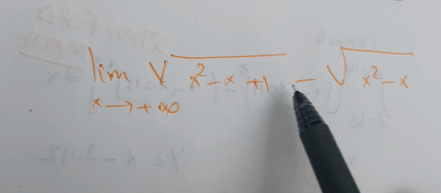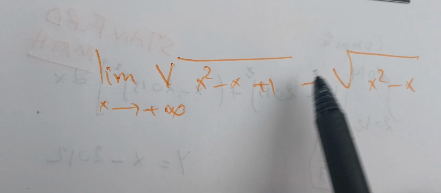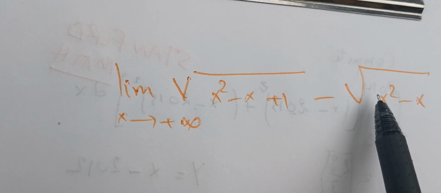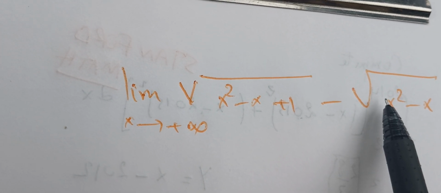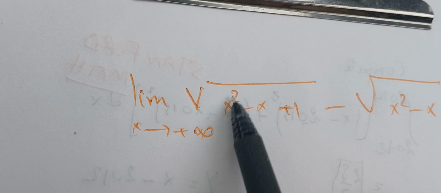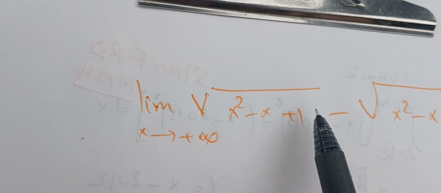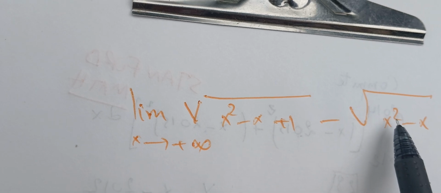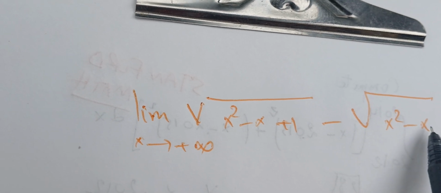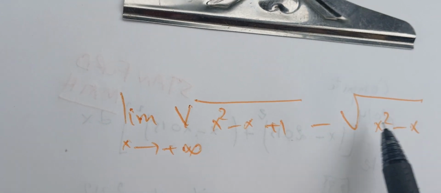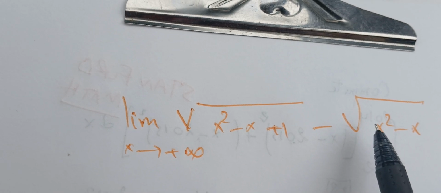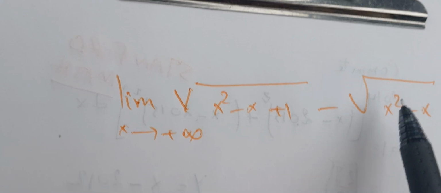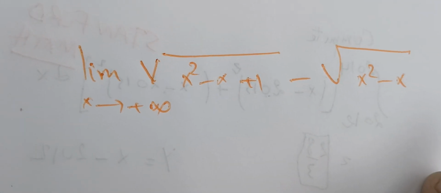A good thing to start with is to find the domain of definition of this function. Clearly this one is defined everywhere, and this one is defined when x squared minus x is bigger than 0. That means x is in minus infinity, 0, union 1, plus infinity. And therefore, we can find the limit as x goes to infinity.